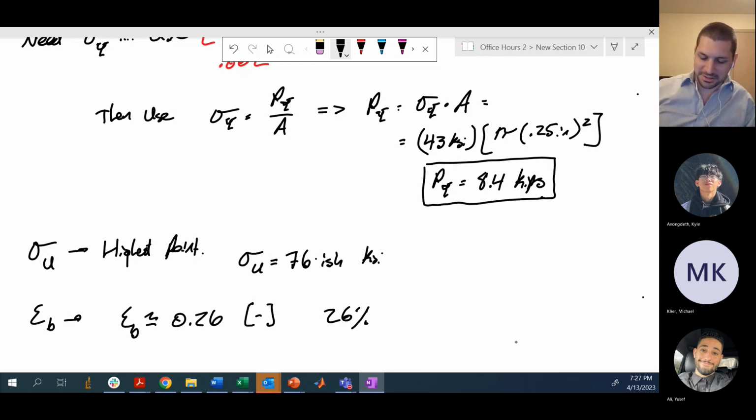Kind of interesting to think about that, right? The sample got 26% longer. So when it failed, it was 26% longer than it was when it first started. It's kind of crazy to think about a metal doing that. Questions on the stress strain curve before we move on? And we'll do number 7 here for Yusuf.